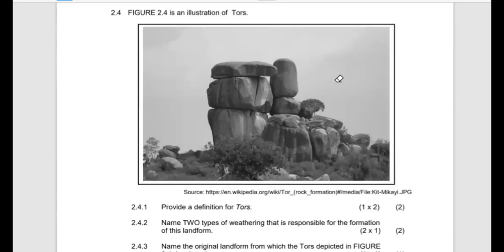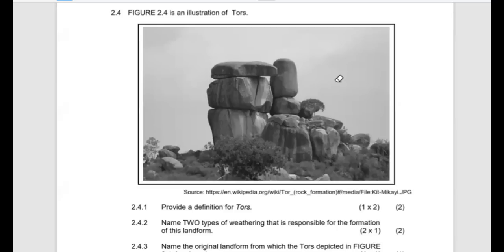If we look at this, the first question is saying provide a definition for tors. What is required there is for you to address the concept, not to memorize how it is defined exactly as in the textbook. You must just give a geographically valid description or definition of what tors are. From what you are seeing on the illustration, we can derive a definition from what we are actually seeing there.